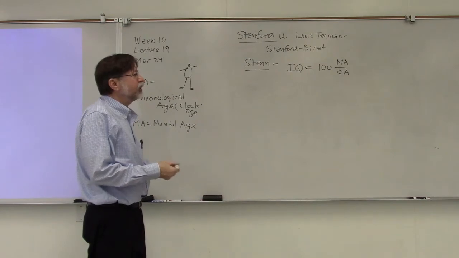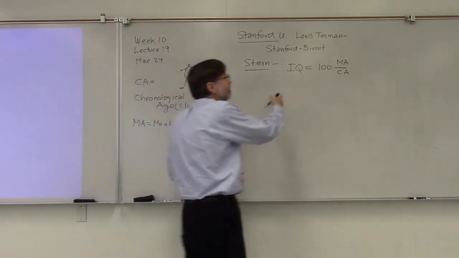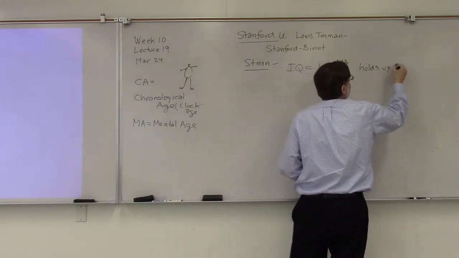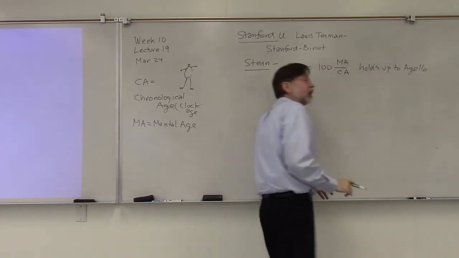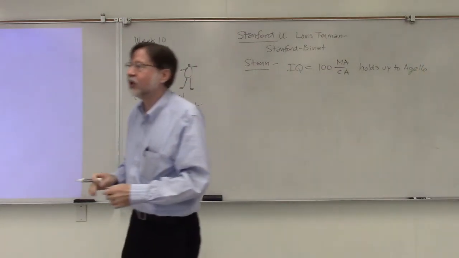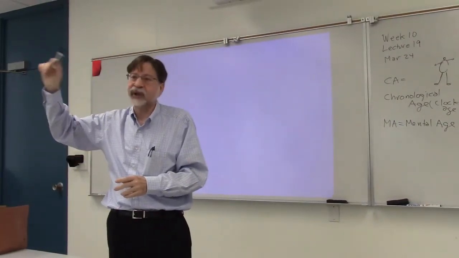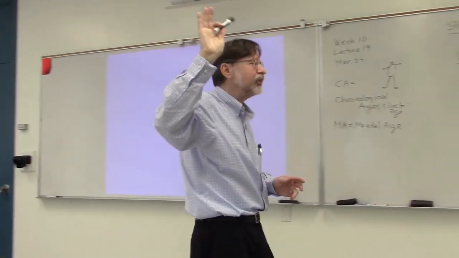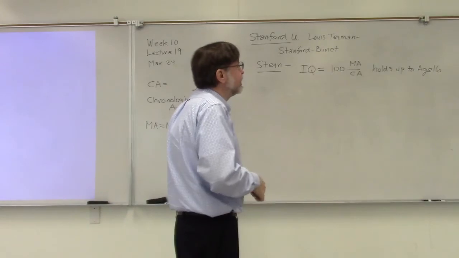And this equation holds pretty well up to about the age of 16. After age 16, they simply call it an adult test. They give you the test that's devised for 16 or 18-year-olds. Some tests keep making harder and harder tests up until you're about 18 or so, and don't try to correct for age.